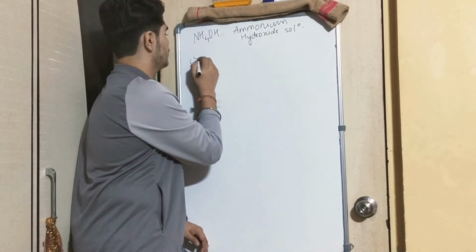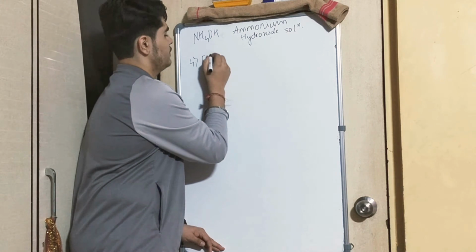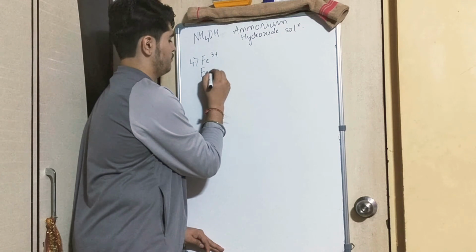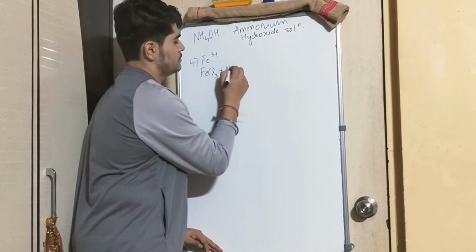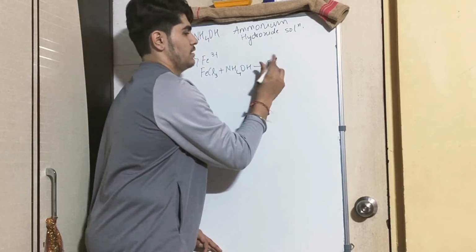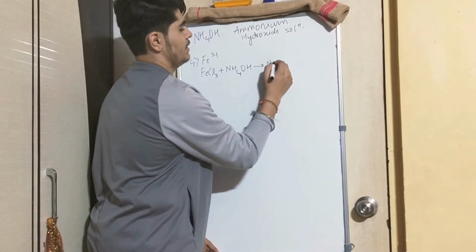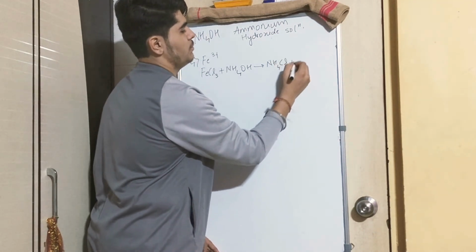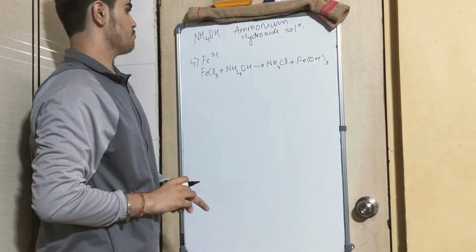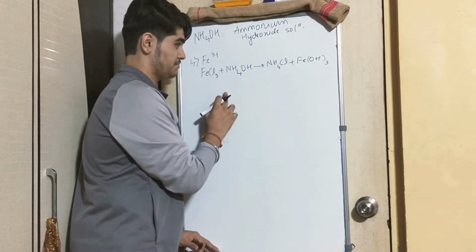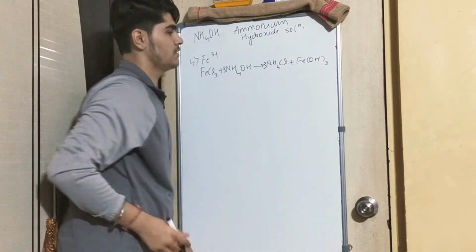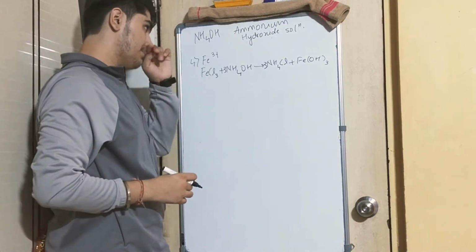So the next reaction we go on is the ion Fe3+. Fe3+ ion is FeCl3 plus NH4OH gives NH4Cl plus Fe(OH)3. Balancing it, thrice, 3 here and 3 here. Simple.